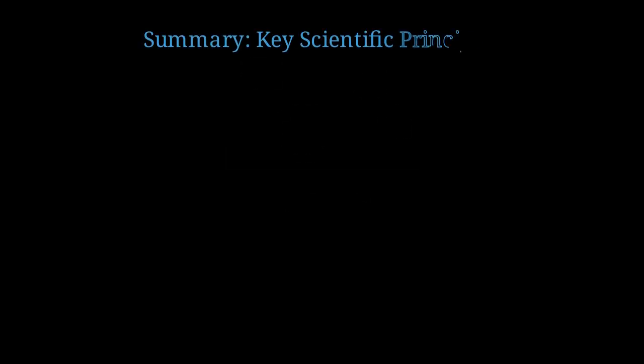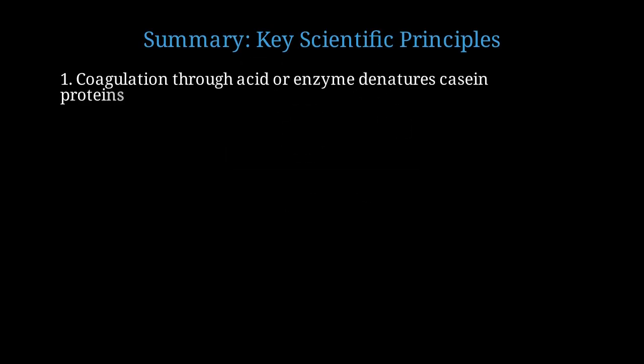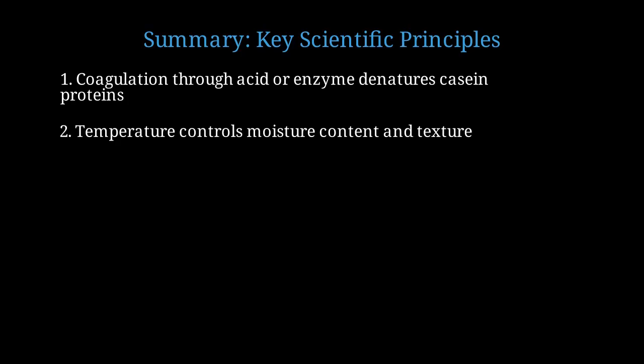Let's summarize the key scientific principles we've covered in cheesemaking. Coagulation, whether by acid or rennet, creates a protein gel by neutralizing charges or cleaving protective proteins. Cooking temperature determines moisture expulsion rate and final cheese hardness through syneresis.